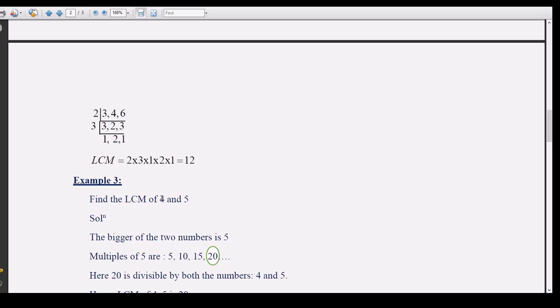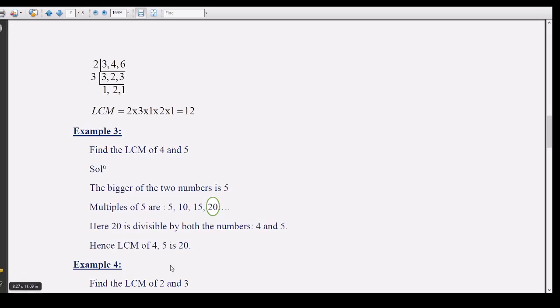Okay. 4, in which of these multiples of 5 can 4 be divided? 4 cannot divide 5. 10 cannot be divided by 4, 15 cannot be divided by 4, but 20 can be divided by 4, isn't it? Therefore the LCM of 4 and 5 is 20. Why? Because 20 is divisible by both the numbers 4 and 5.